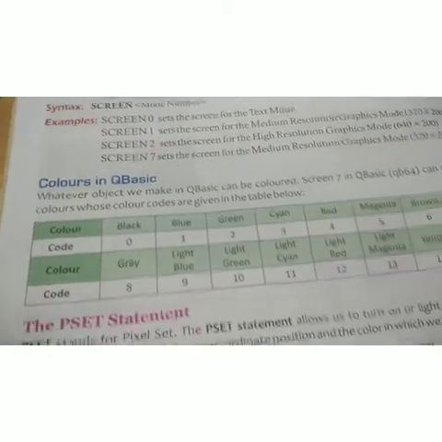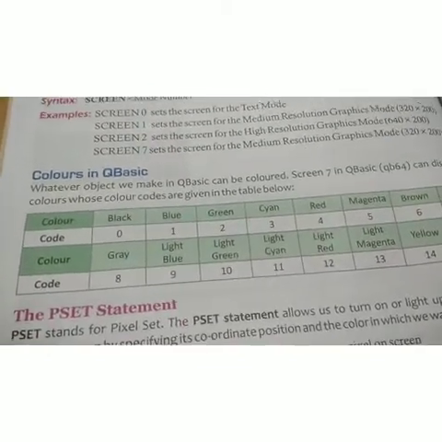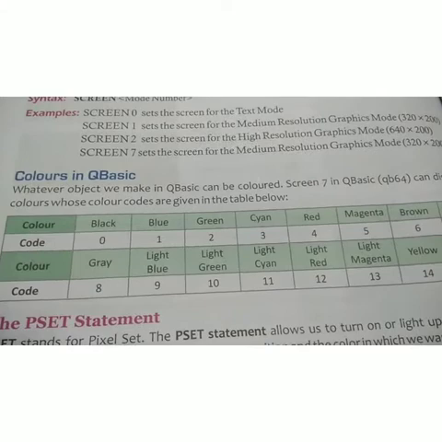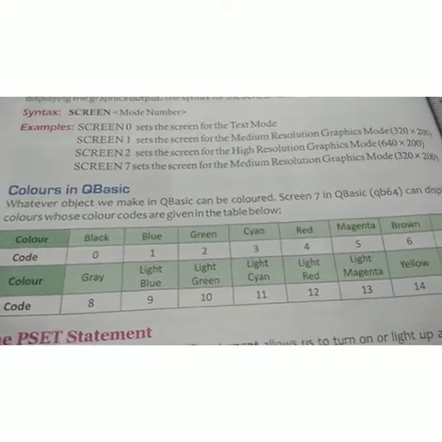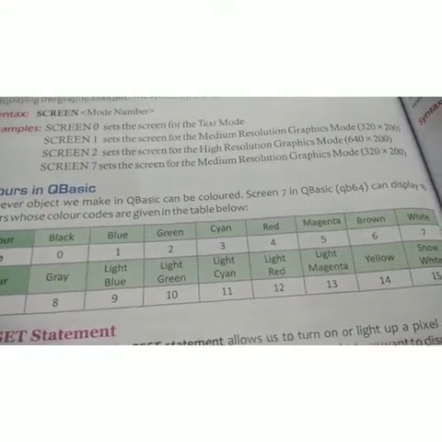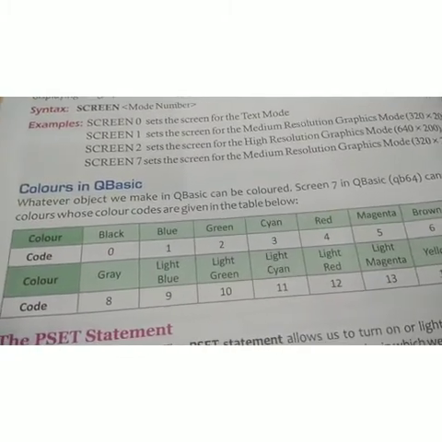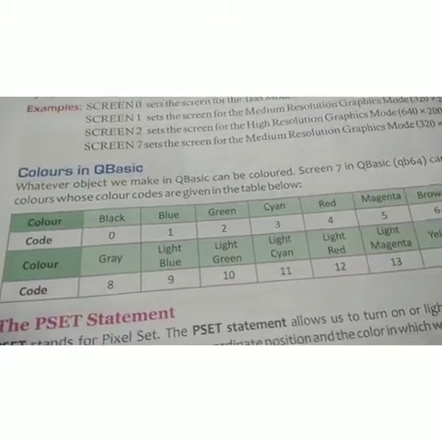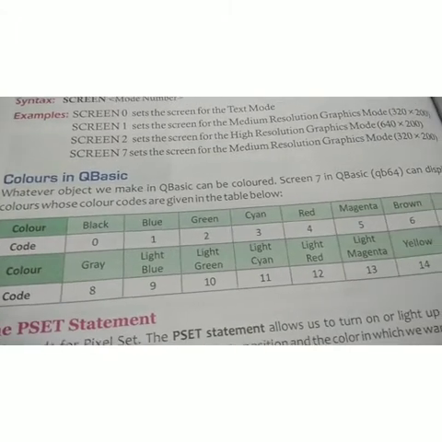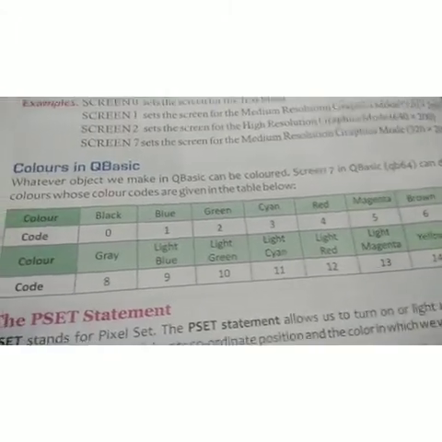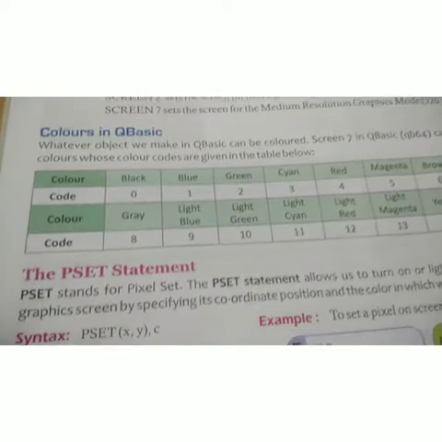Now next, colors in QBasic. Whatever object we make in QBasic can be colored. Screen 7 in QBasic, QB64 can display 16 colors whose color codes are given in the table below. Now for the colors, you can see black, blue, green, cyan, red, magenta, brown, white. Okay. Now color and code are also given.